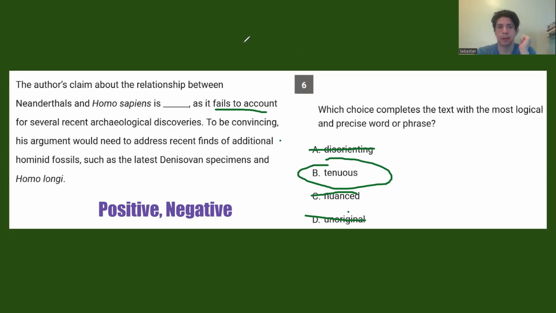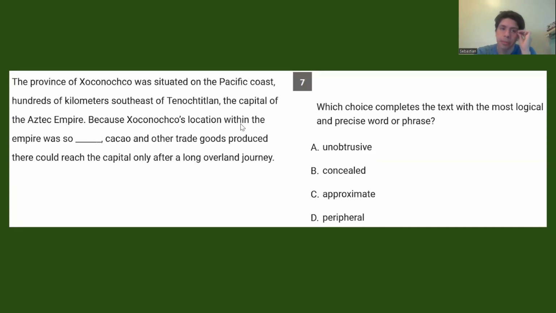Okay. And now we'll go to number 7. The province of Zoconochco was situated on the Pacific coast, hundreds of kilometers southeast of Tenochtitlan, the capital of the Aztec Empire. Because Zoconochco's location within the empire was so blank, cacao and other trade goods produced there could reach the capital only after a long overland journey. Okay, so we're missing the adjective. And you want to think about cacao and other trade goods produced there. So it's also a statement restatement there, right? After a long overland journey.